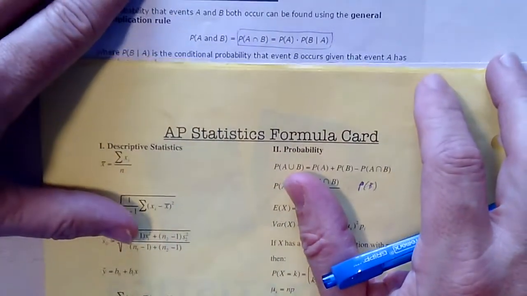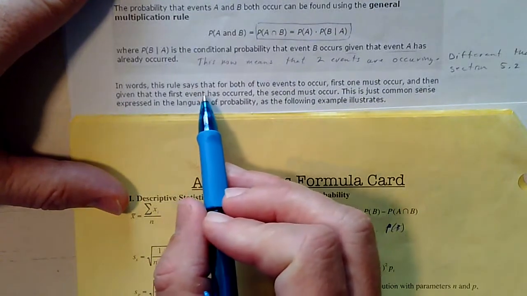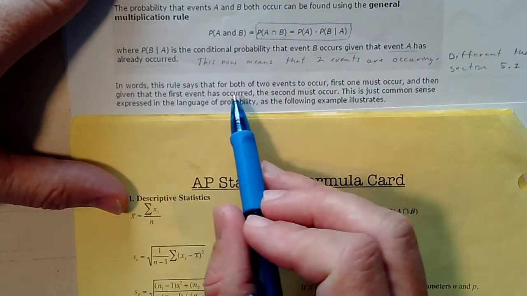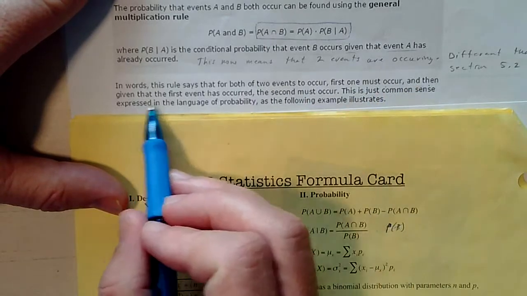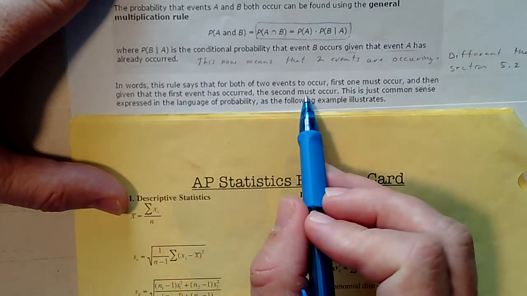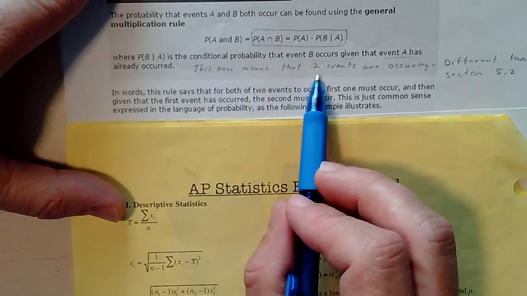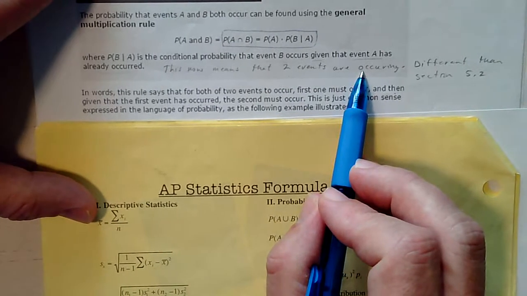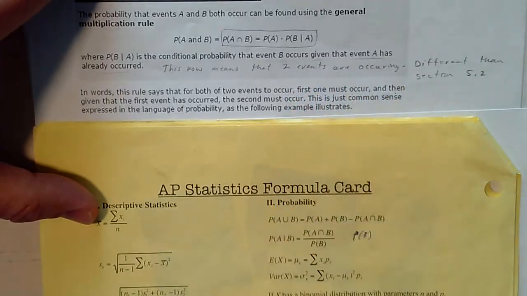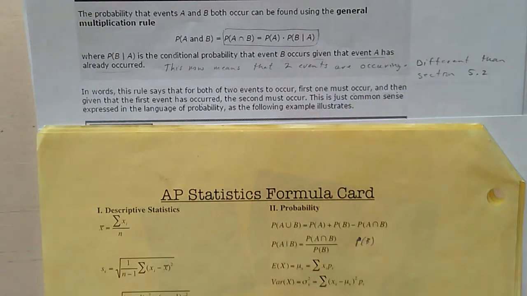You may want to make note of what I mentioned. They're mentioning it here. This rule says that for both of the two events to occur, first one must occur, and then given that the first event has occurred, the second must occur. So this now means that two events are occurring in succession, which is different than what we had in section 5.2. That might be enough of an explanation for you. Maybe you don't need to write that down.